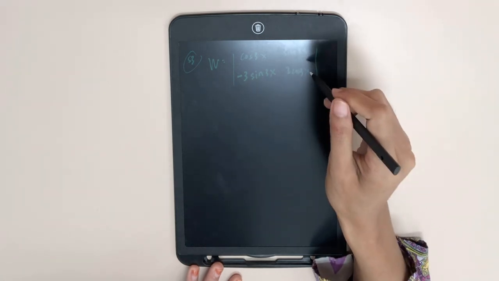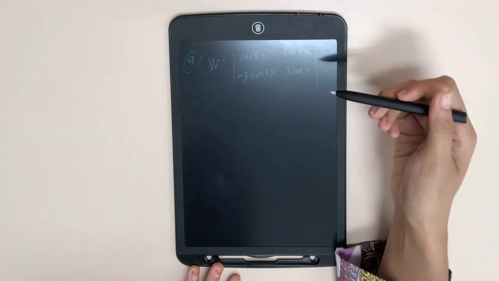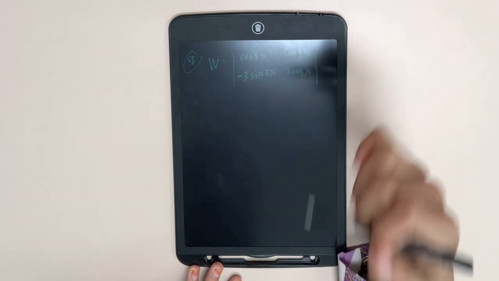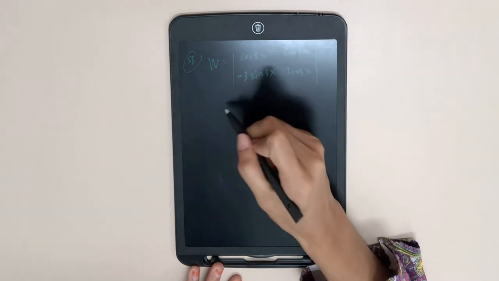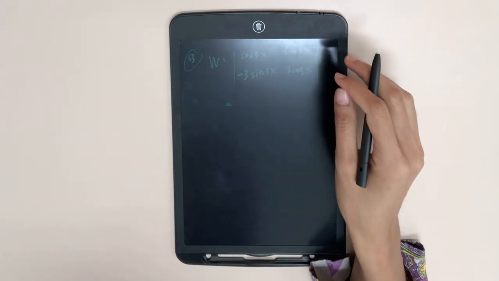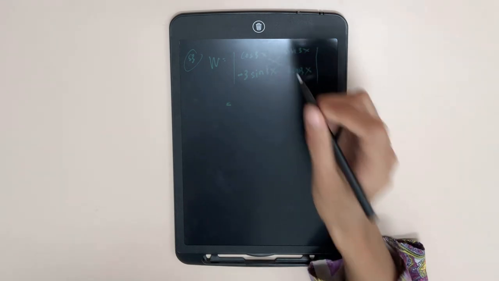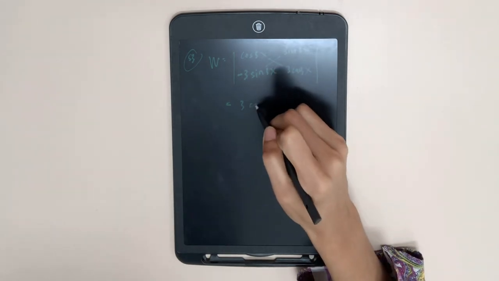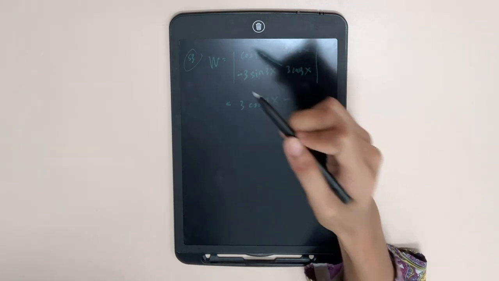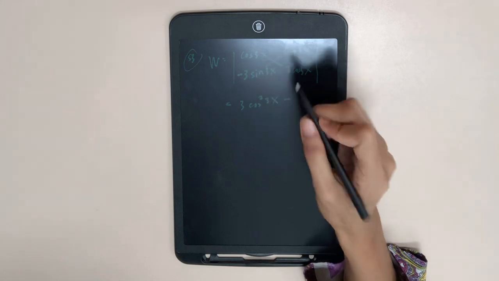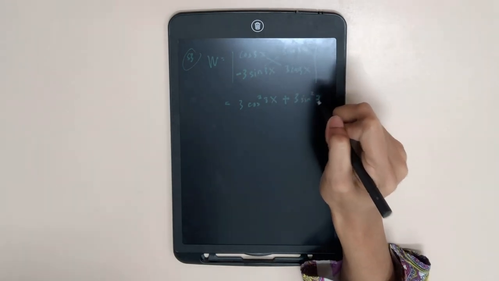This one you can refer to. If you forgot how to differentiate trigonometry, you may refer to any textbook or Google. You just Google differentiate cos, differentiate sine. Then cross multiply. So you have 3 cos square 3x, and then minus, this is AD minus BC, and we have a minus here, so it will be plus. Plus 3 sin square 3x.